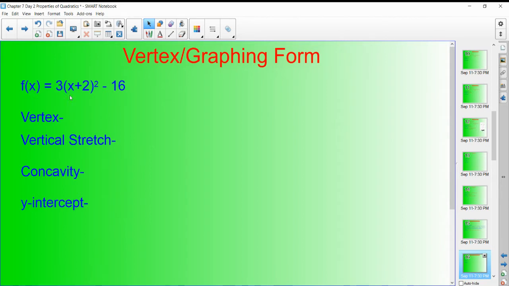Okay, we got graphing form. You're going to be very used to seeing this form and immediately know, hey, I got my vertex. So my vertex is the opposite of 2 and negative 16. So negative 2, negative 16. Inside, opposite sign. Outside, same sign. Now my vertical stretch is this value right here. It's 3. It's positive, which means it opens up.